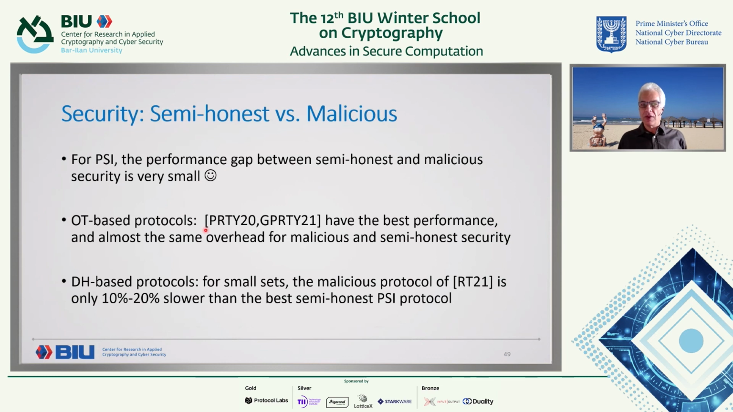Do you want semi-honest security or malicious security? It depends on the application. But luckily for PSI, the performance gap is very small. For Oblivious transfer-based protocols, like the one I described to you, it's almost the same overhead. For the Diffie-Hellman-based protocols, the recent one by Rosulek and Trieu, the malicious one is only 20% slower than the semi-honest one.